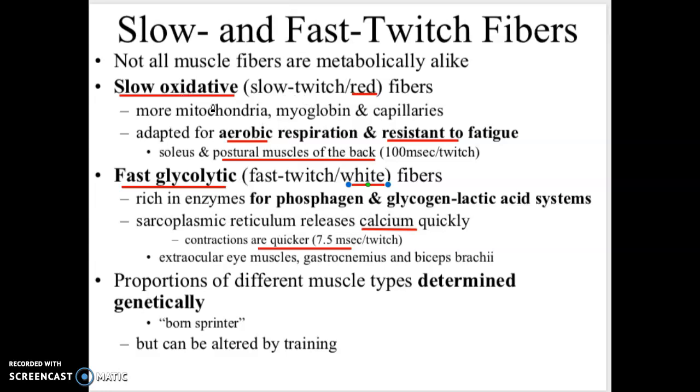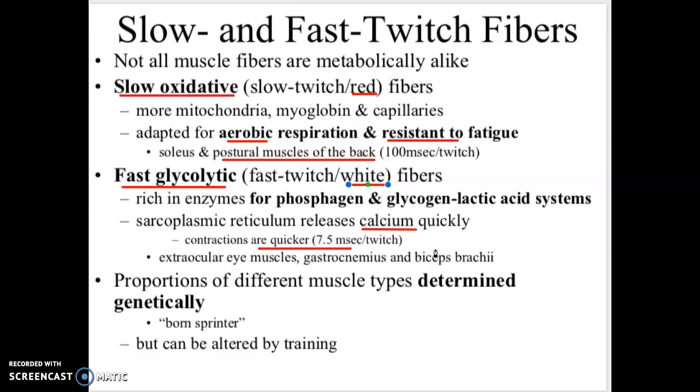For slow oxidative, there are more mitochondria, more of a protein called myoglobin that I'll go through in a second, and there are more capillaries, so they appear red. In fast twitch fibers, these do not have quite the same number of capillaries or myoglobin, but they have a lot of enzymes that are really good for the phosphagen and the glycolysis systems, which are the two that we use for quick contraction.